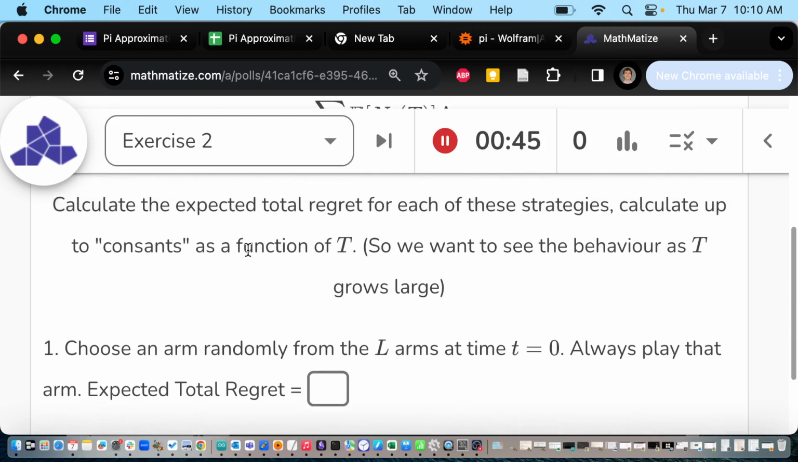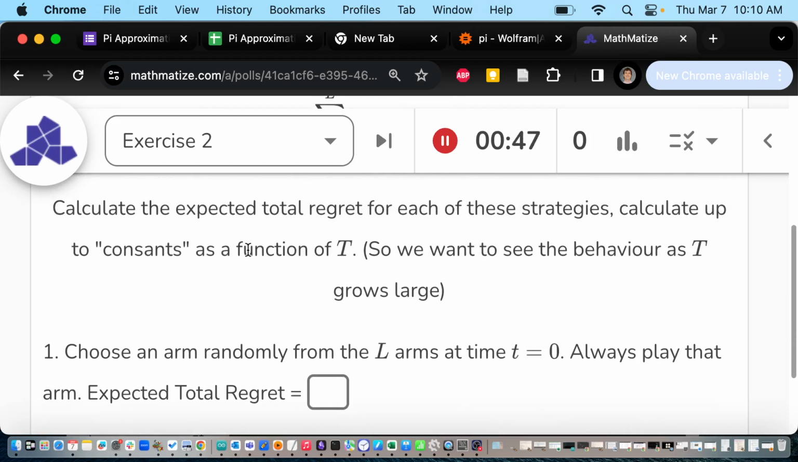And when I ask you to calculate the total regret, I want it as a function of t. So there's going to be some constants. It's going to involve L and deltas, but I just want to know, how does it depend on t? Is it growing linearly in t? Is it growing like a square function, a square root function? What is the dependence on the total length?